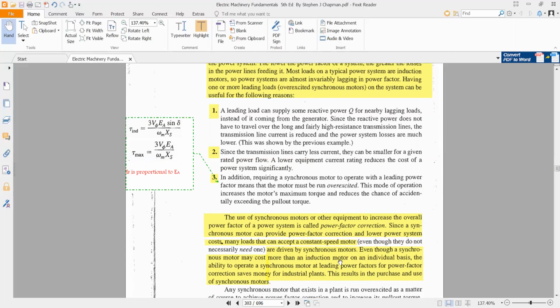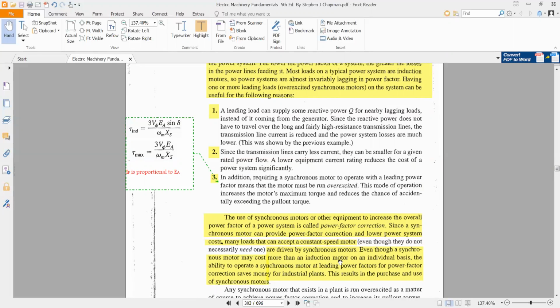As depicted by this previous example, we have seen that the reactive power demand of the induction motor was partially met locally because of the overexcited synchronous motor. So this resulted in a reduction in the current in the transmission line, which resulted in a reduction in the transmission line loss.